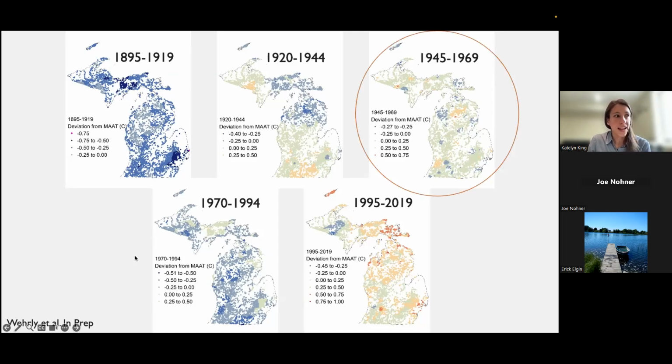And I wanted to highlight that the time period that I used for my study was in this 45 to 69 range, where you've got that variety of average temperature, warmer than average, and cooler than average temperature. And so depending on what time period you're looking at might really affect your predictions and your models.